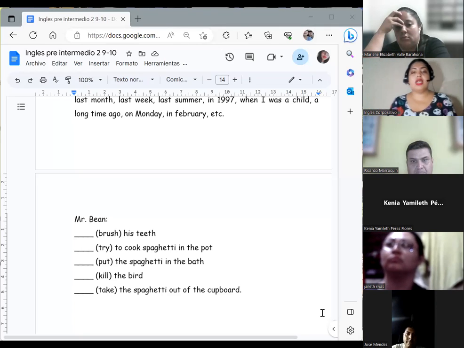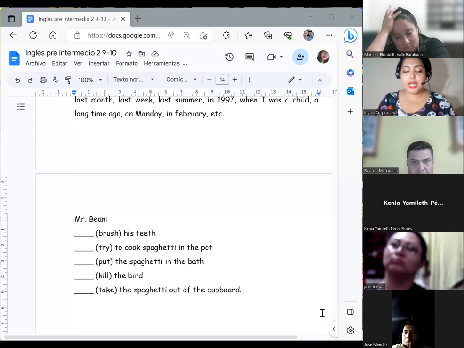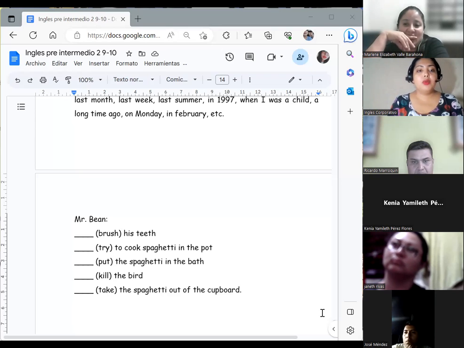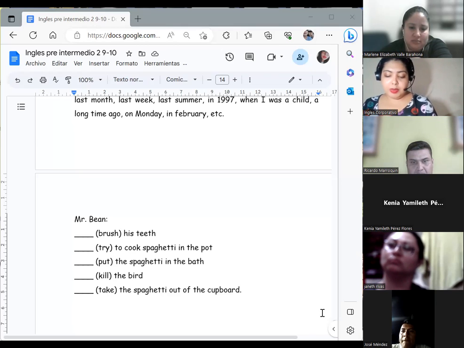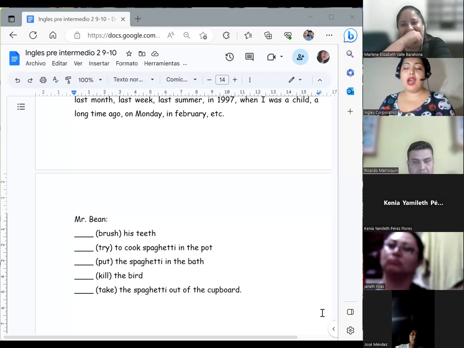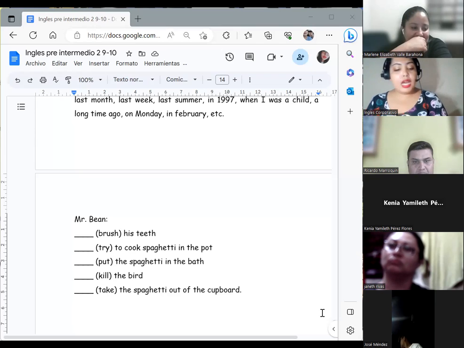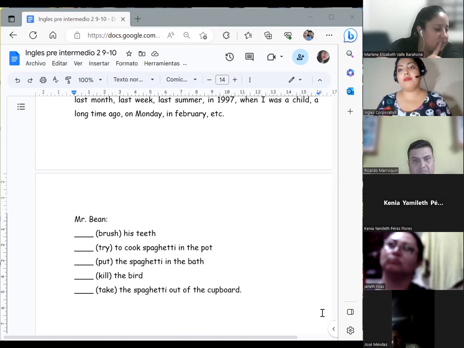Mr. Bean, and also we have some verbs that we need to transform into past. We have brush his teeth, try to cook a spaghetti in the pot, put the spaghetti in the bag, kill the bird, and take the spaghetti out of the cupboard. Now, we are going to transform those verbs into past. Vamos a transformar esos verbos en pasado.